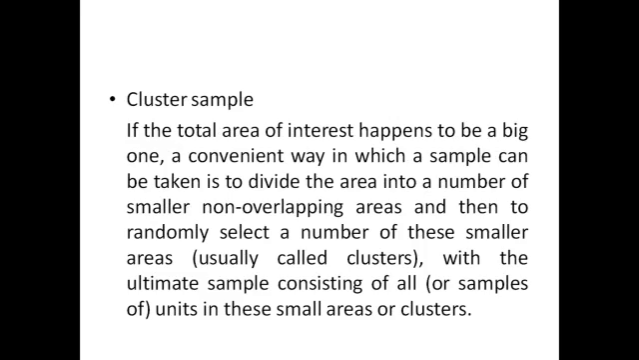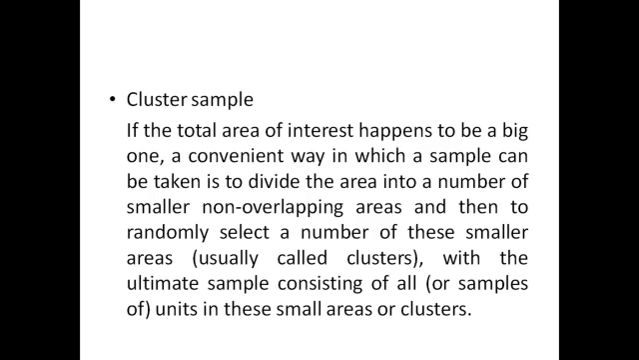Coming to the fourth type of random sampling technique, that is cluster sampling. If the total area of interest happens to be a big one, a convenient way in which a sample can be taken is to divide the area into a number of smaller non-overlapping areas and then to randomly select a number of these smaller areas, which are usually called clusters, with the ultimate sample consisting of all units in these small areas or clusters.